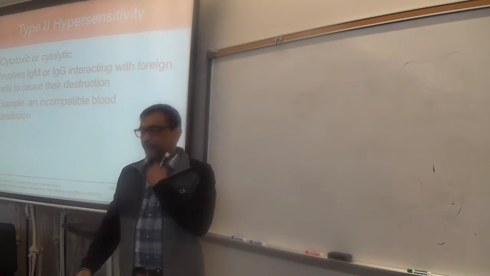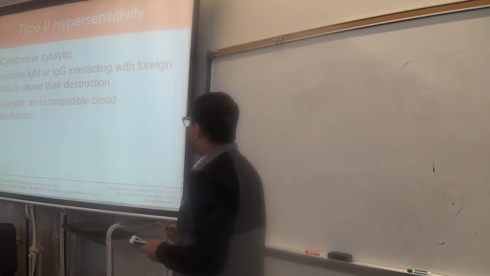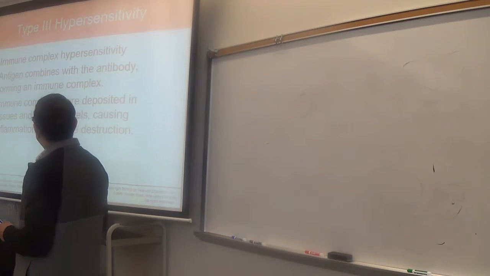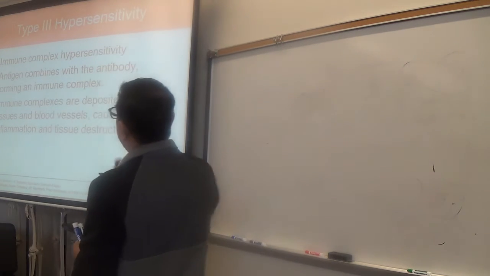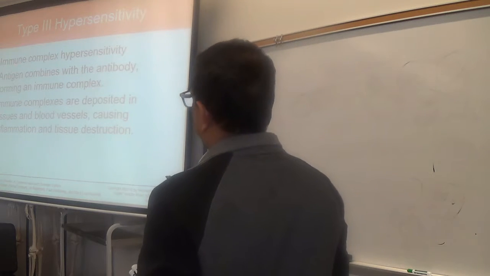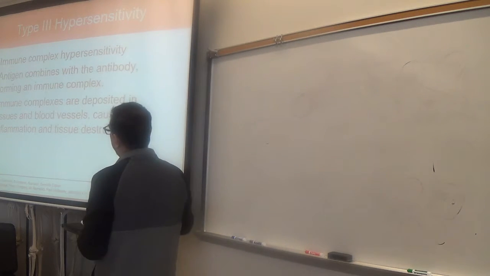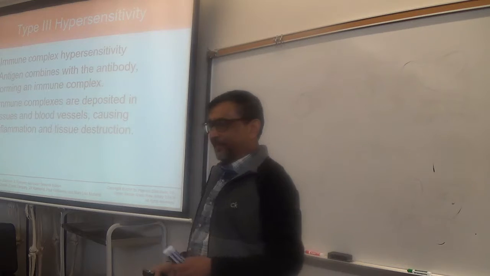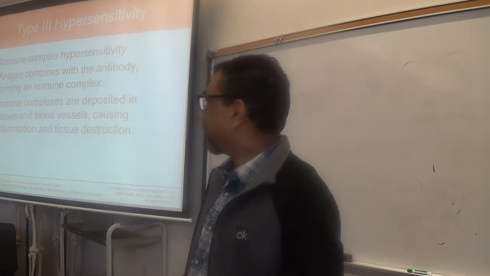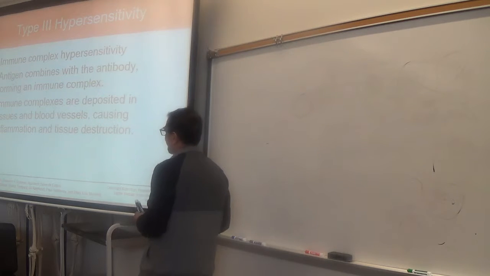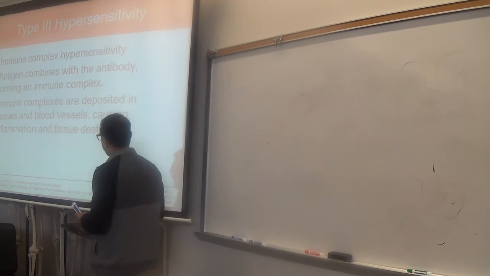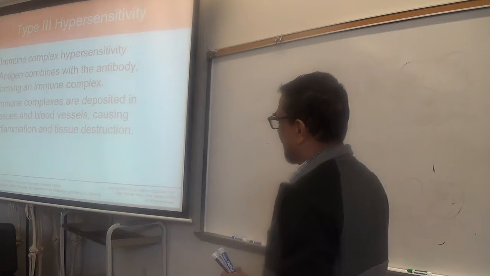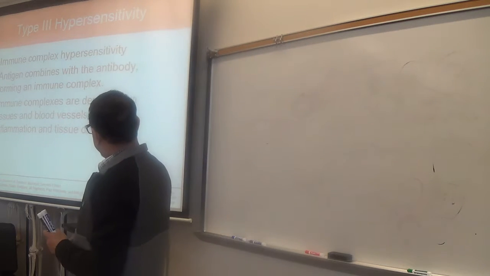Okay, so those are type 2 hypersensitivity. Type 3 hypersensitivity: what happens is the antigen combines with antibody and forms an antigen-antibody complex, okay? And that complex will be deposited or accumulate inside the tissue and blood vessels. And that will cause inflammation and tissue destruction. So just know that a huge amount of antigen-antibody complex will accumulate in the tissue and blood vessels.